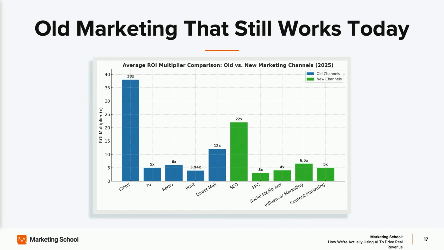Yeah, so I want to get in a second to what you can actually do to win on social, but I think this graph's worth calling out because old marketing still works today. When you look at email, and you were talking about email yesterday during your talk, average ROI multiplier comparison, old versus new marketing channels: you got email at 38x, SEO at 22x, good old SEO, and then direct mail 12x, which is interesting to me because a lot of people like to talk about the new things all the time, but sometimes what's old is new again.